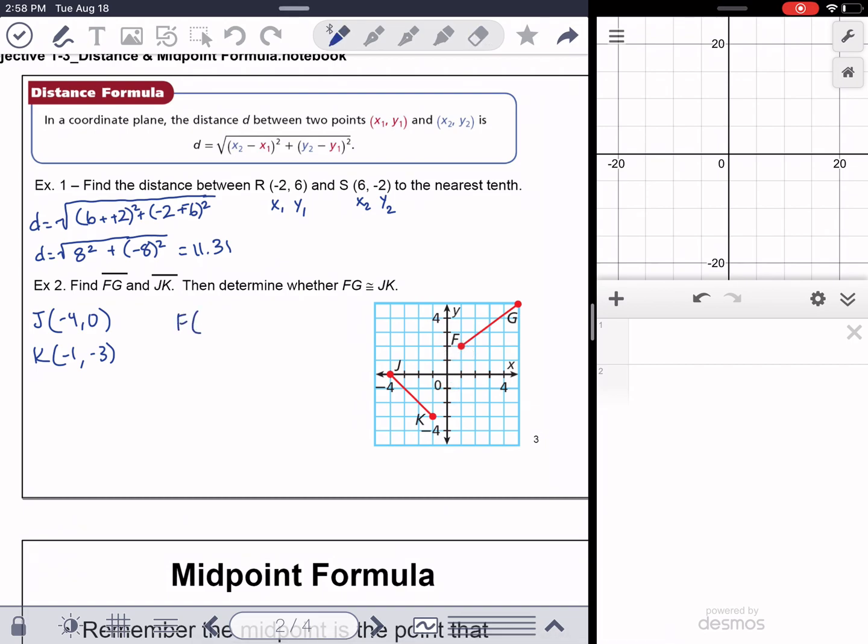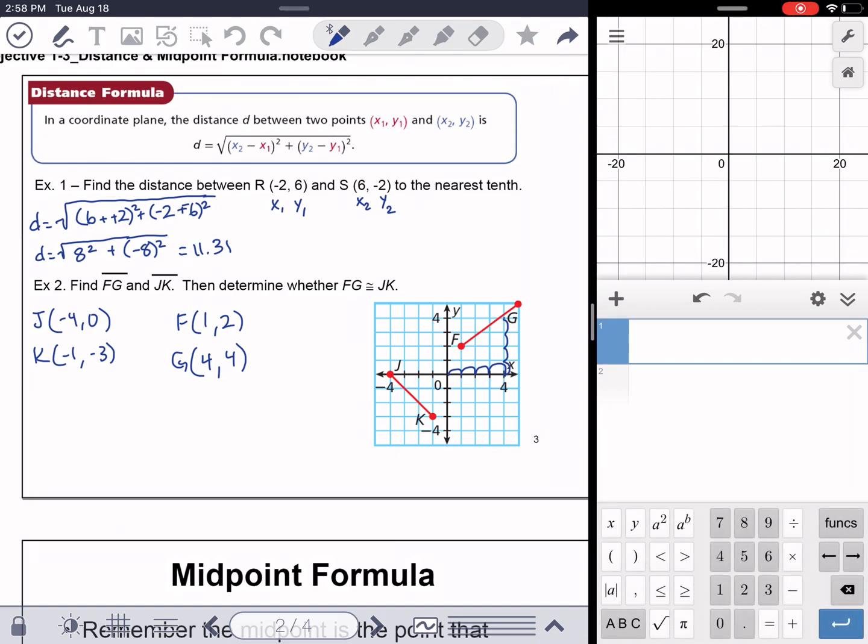My coordinates for F is over 1 up 2. And my coordinate for G, 1, 2, 3, 4. 1, 2, 3, 4. I'm going to double check. I make mistakes. Okay, -1, -3. All right, I'm happy with it.